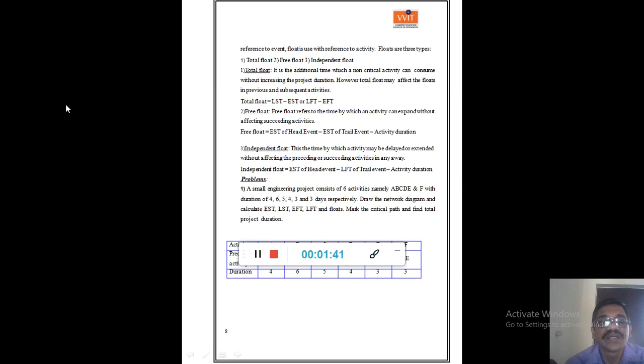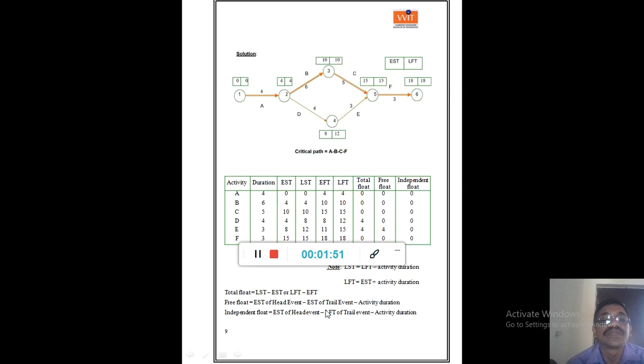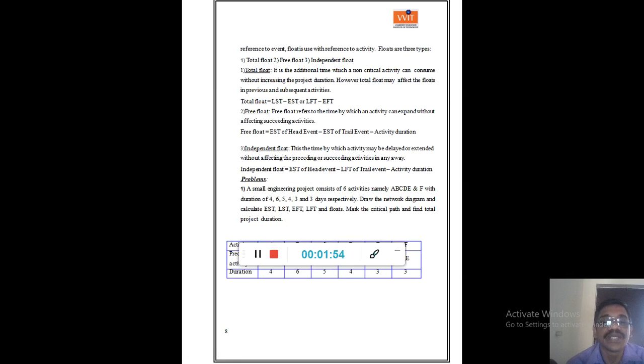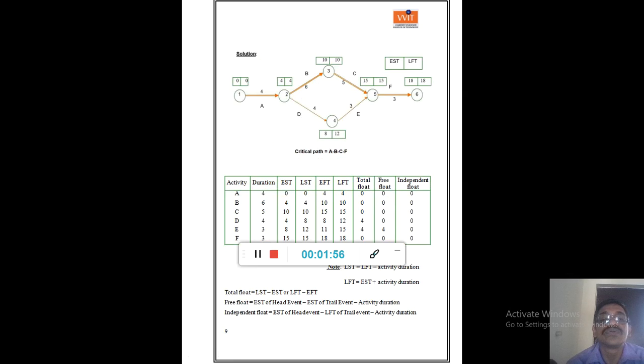So here you have been given the different activities: 1 to 2, then 2 to 3, then 2 to 4, 3 to 5, 4 to 5 and 5 to 6, and the durations are given as 4 for 1 to 2, 6 for 2 to 3, 4 for 2 to 4, 5 for 3 to 5, 3 for 4 to 5 and 3 for 5 to 6.